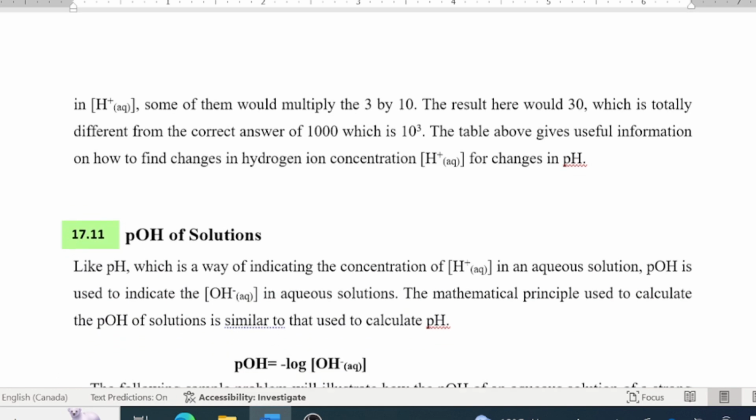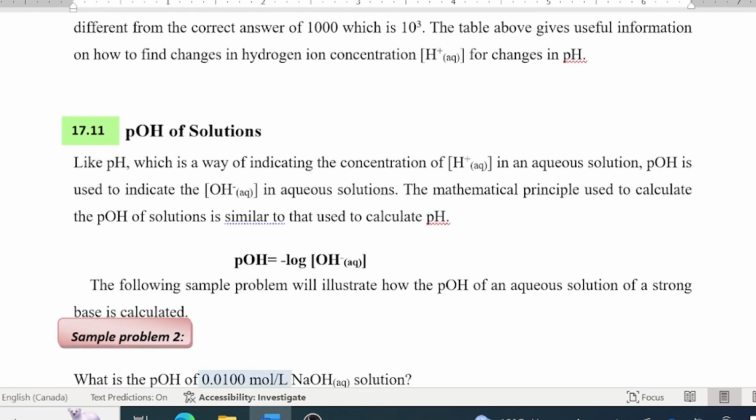pOH of solutions. pOH now. We have never done that. We have never heard of that before. You'll be doing this in grade 12, but why not introduce it right now? Just like how you have pH, same thing. pH was the negative log of H plus. pOH is the negative log of the OH ion concentration.